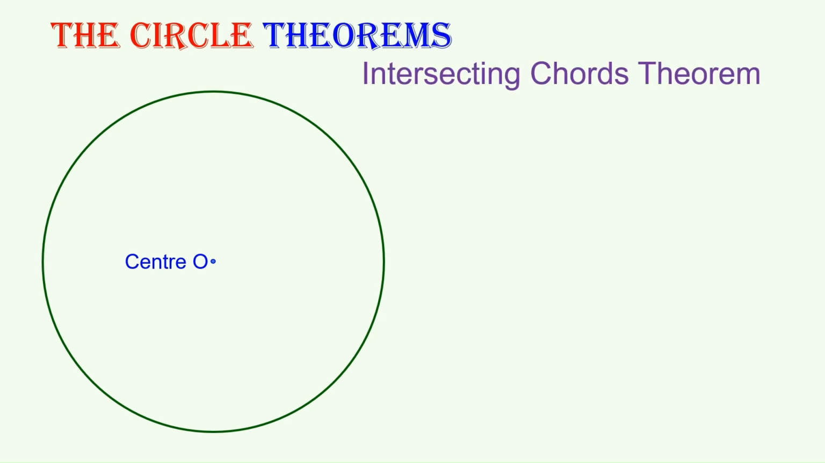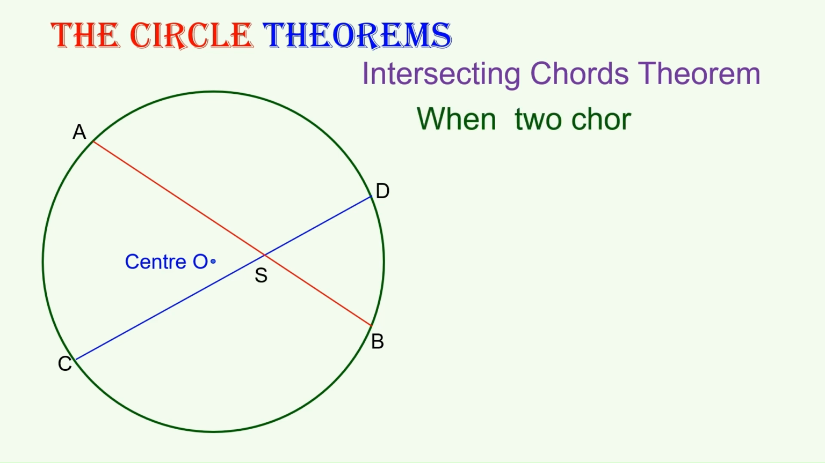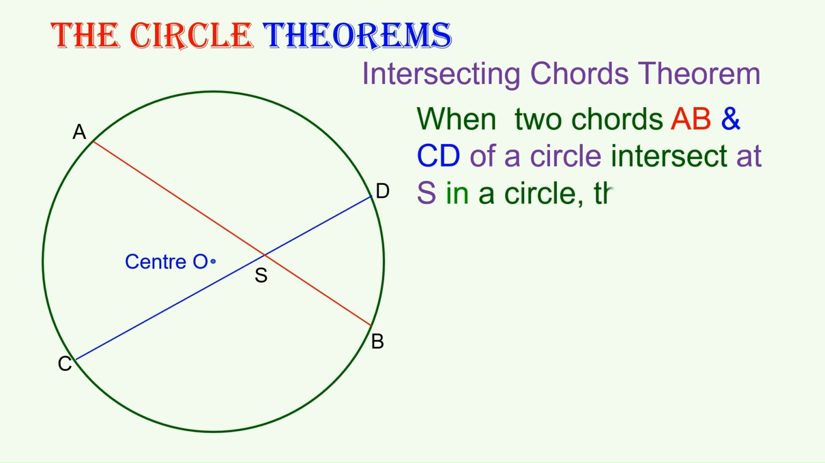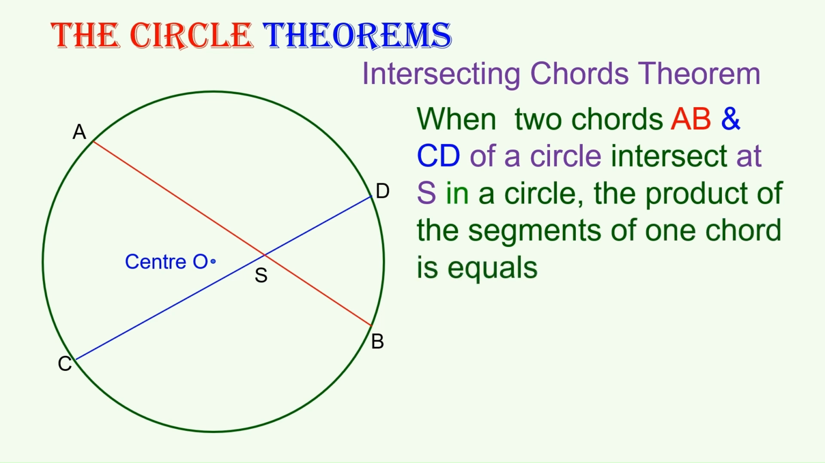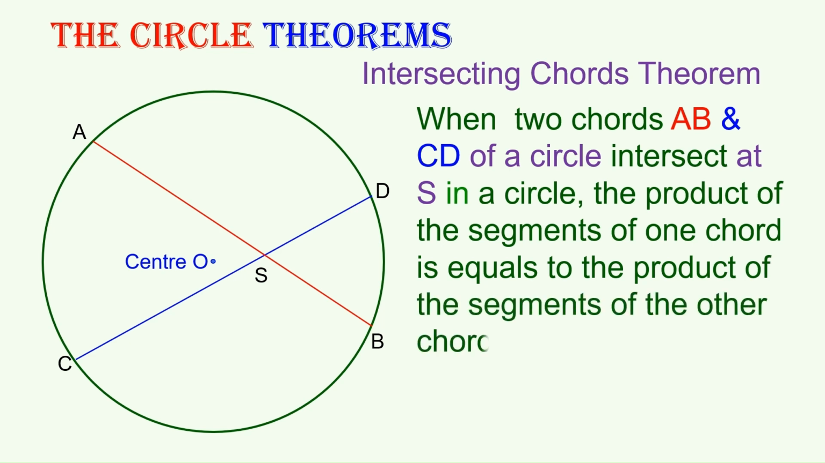The circle theorems. When two chords AB and CD of a circle intersect at S in a circle, the product of the segments of one chord is equal to the product of the segments of the other chord, that is, side AS times side SB equals side CS times side SD.